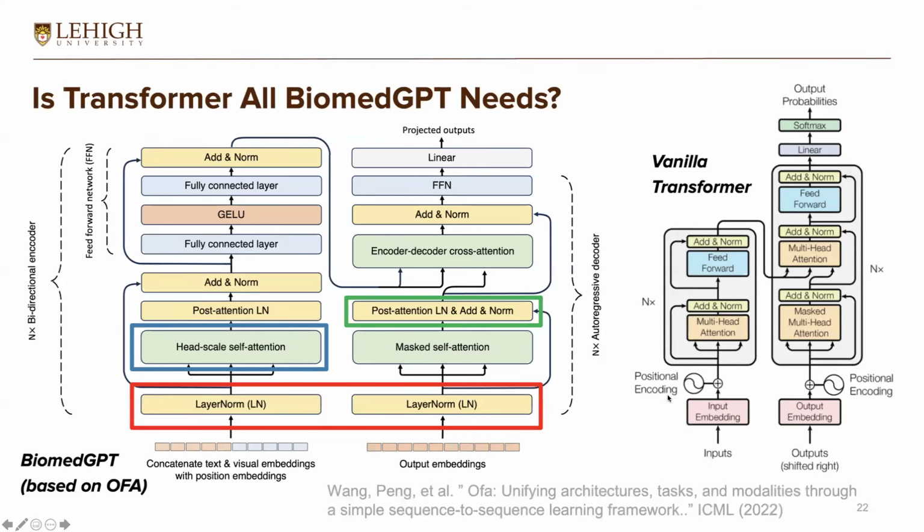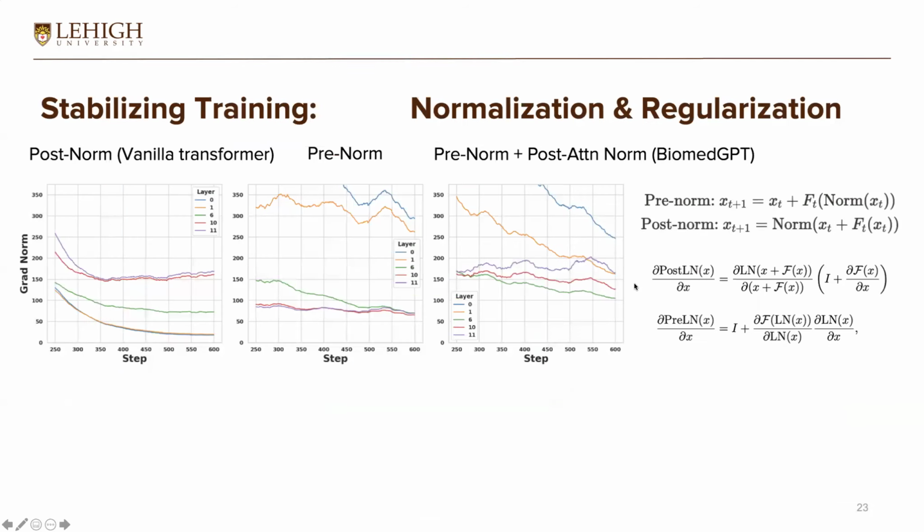Actually not, because we found some drawbacks of the OFA architecture, and we also did some architecture exploration to try to make this kind of model more effective and powerful. So we changed the OFA architecture to let it do better on biomedical data.